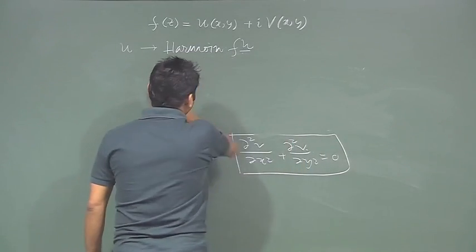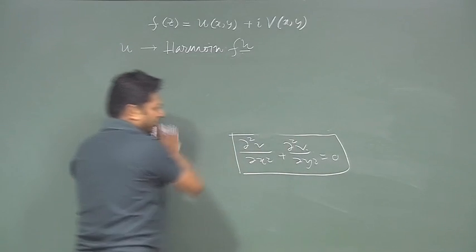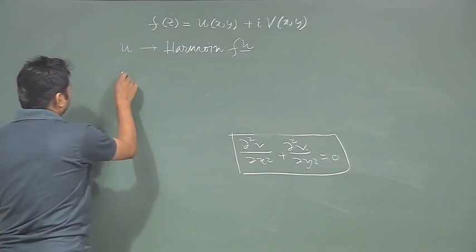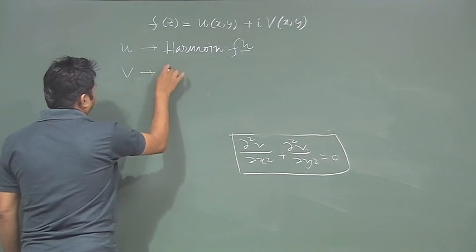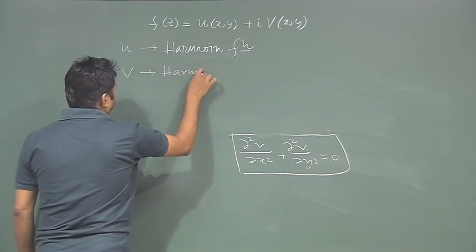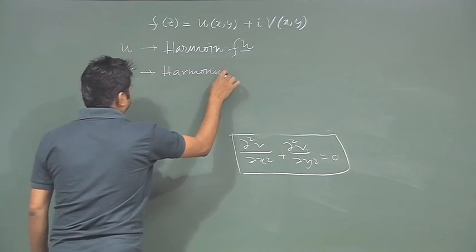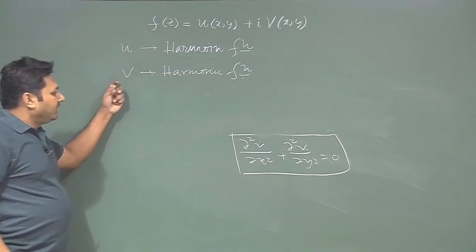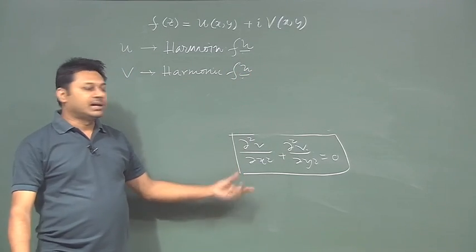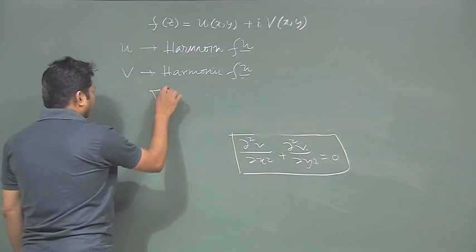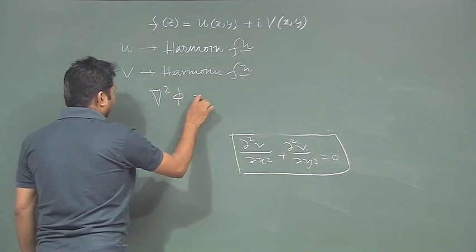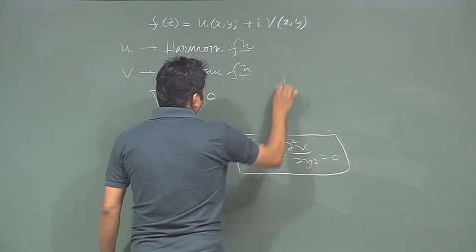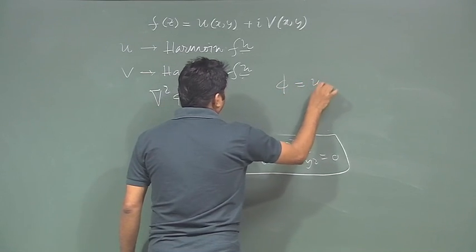So the Cauchy-Riemann equation suggests that whatever u and v you have, u and v should follow an expression like this: del square phi is equal to 0, where phi is u or v.